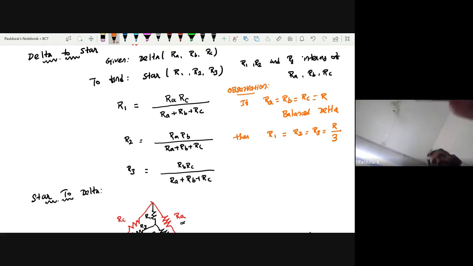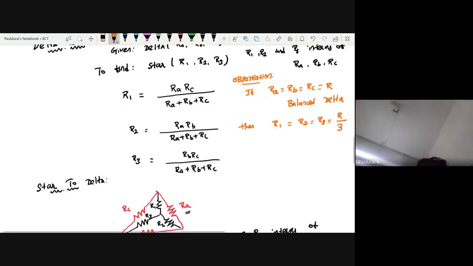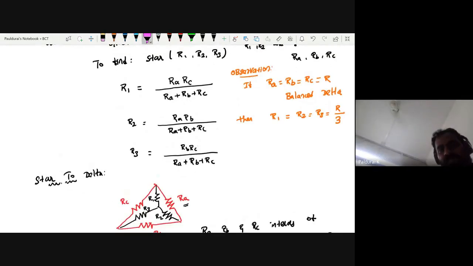You just make your own statement. If you connect 3 resistors in the form of delta, then in the equivalent star, what is the value of each resistance? Divided by 3. Got it? Have you taken this? Please take this observation. It's very important.